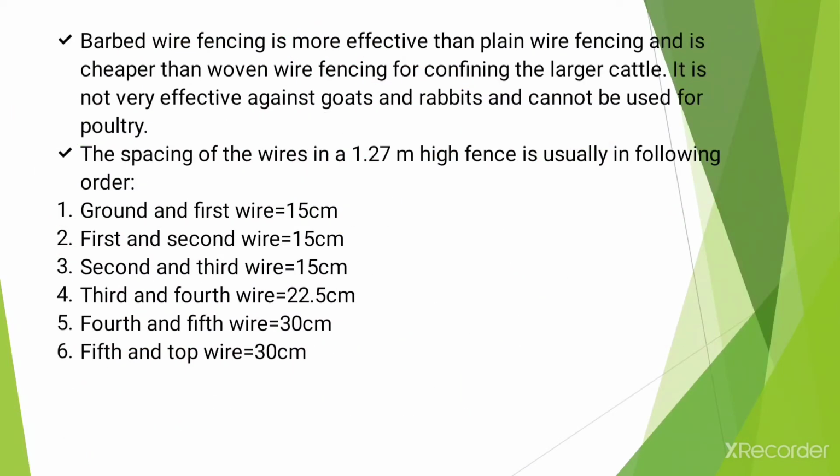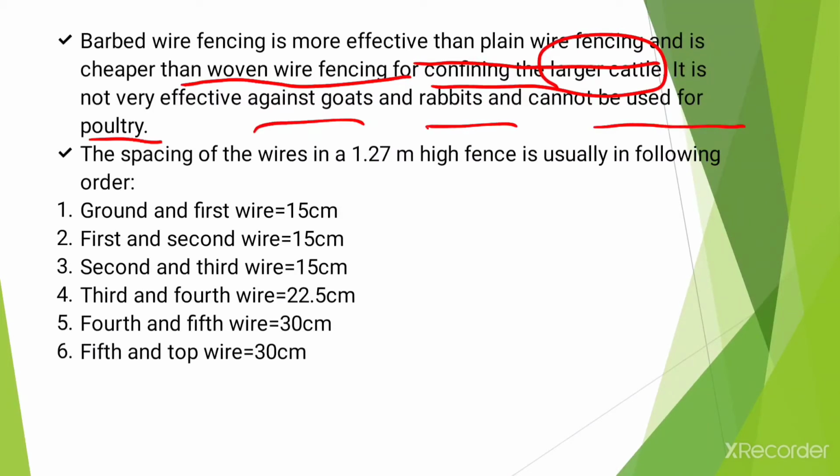Then barbed wire fencing is more effective than plain wire fencing and is cheaper than woven wire fencing for confining the larger cattle. It is not very effective against goats and rabbits, and cannot be used for poultry. Okay, this is important.